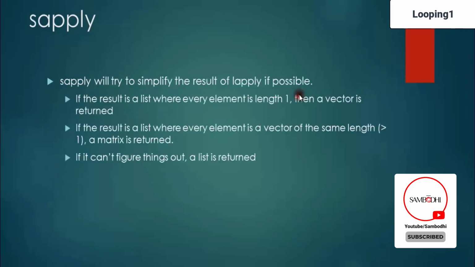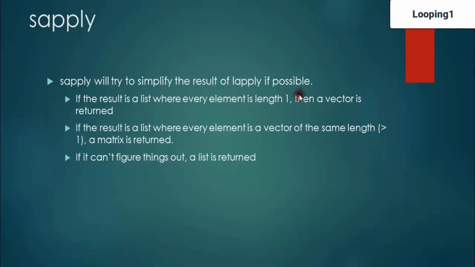Moving on, we are coming to the part of sapply. What sapply does is try to simplify the result of lapply if possible. What do we basically mean by simplification? Let's say lapply normally returns a list. If the result is a list where every element is length 1, what is the point of having a list? A simple vector is sufficient.